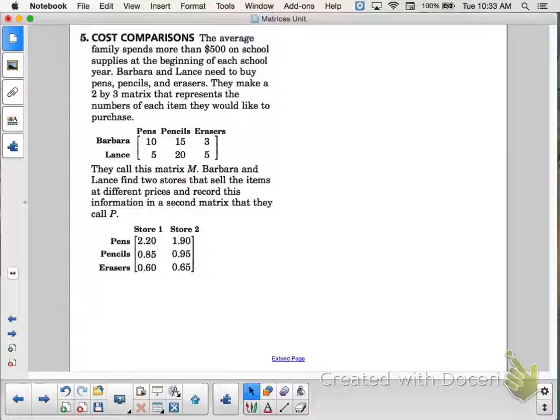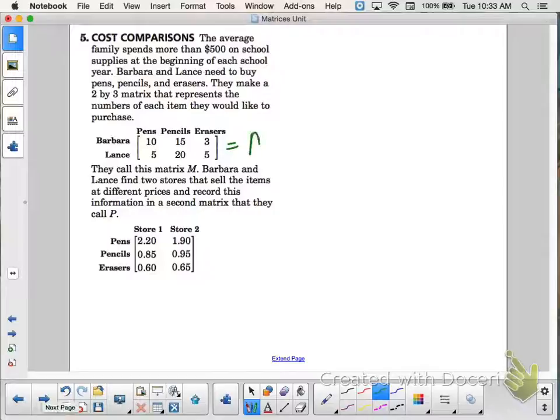Okay, so in this problem, we're told that the average family spends this much money on school supplies, about $500. So mom has 2 kids, Barbara and Lance need some school supplies. So they make a matrix. They call this first matrix M. So that first matrix M, Barbara puts down how many pens she wants, how many pencils she wants, how many erasers she wants, and Lance does the same.